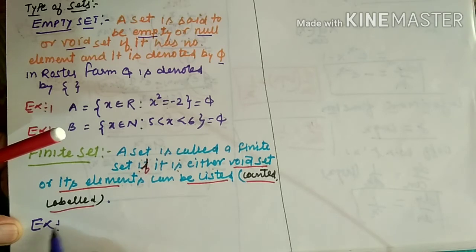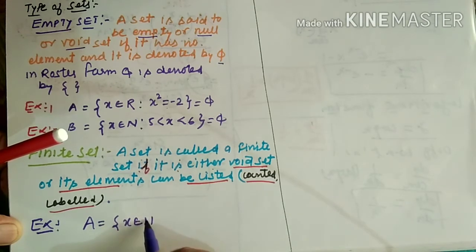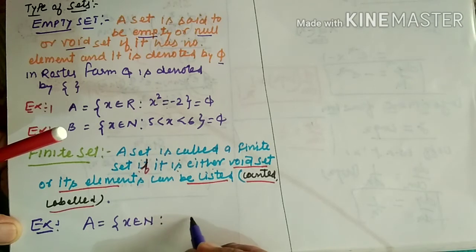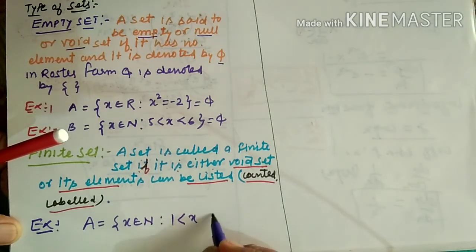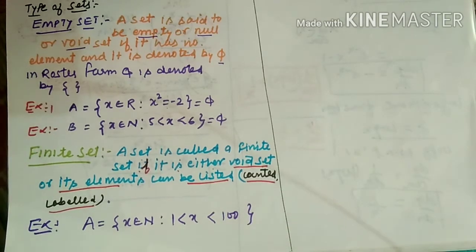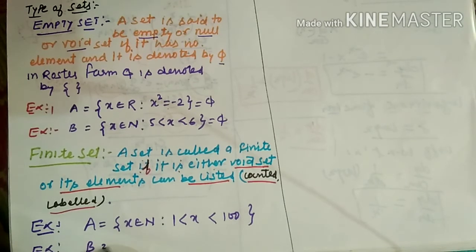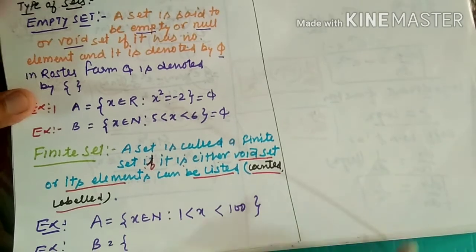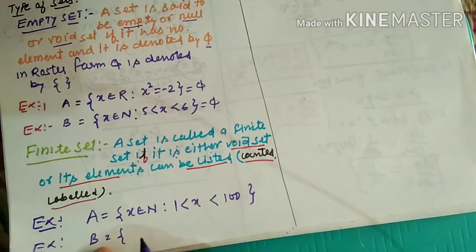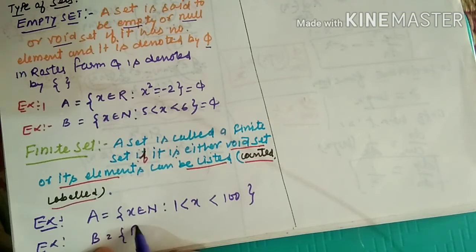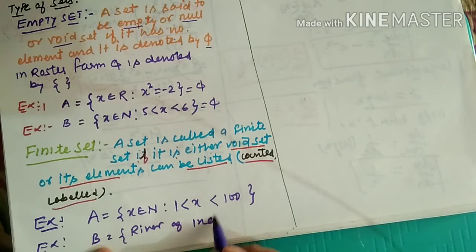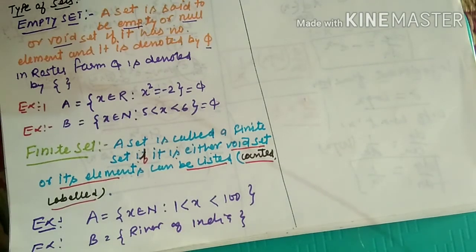Let us take some examples of this set. Example: A is a set such that x belongs to natural numbers and x is between 1 to 100. So this set is a finite set. Clear? One more example: the rivers of India. We know that the Indian rivers can be counted. Clear?